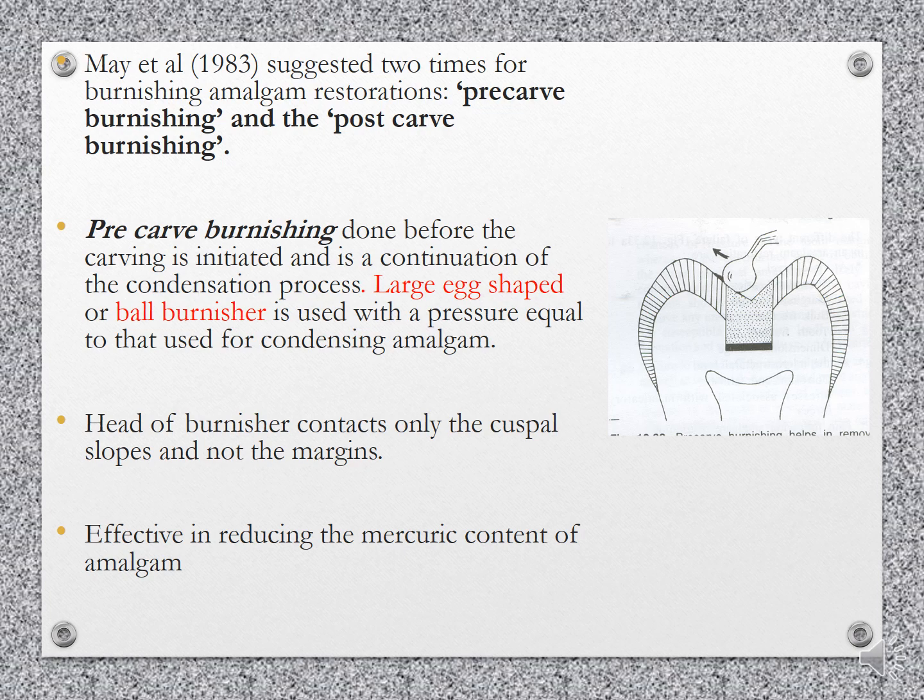May et al. suggested 2 times for burnishing amalgam restorations. They are pre-carve burnishing and post-carve burnishing. Pre-carve burnishing is done before the carving is initiated and is a continuation of the condensation process. A large egg-shaped or ball burnisher is used with a pressure equal to that used for condensing amalgam. The head of the burnisher contacts only the cuspal slopes and not the margins.